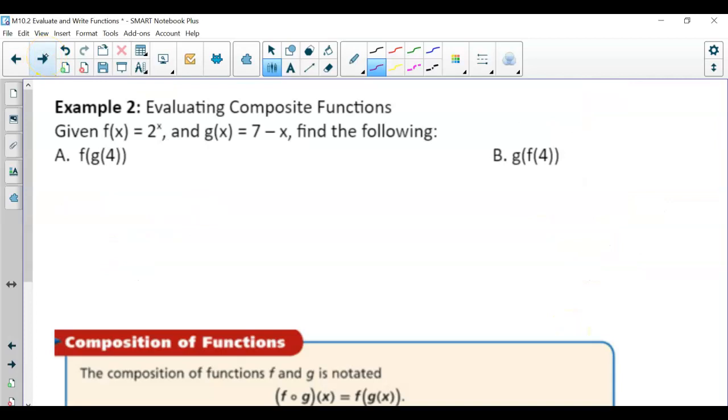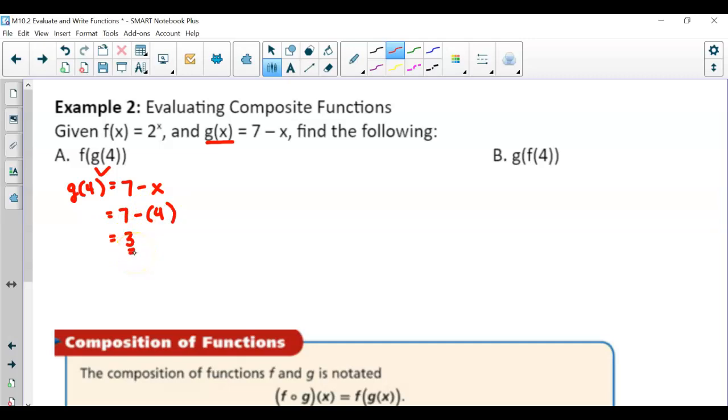Now in example 2, we're getting to composite functions. Notice how we have two functions, and we're always going to start inside and work our way out. So don't worry about f just yet. See how inside we're solving g of 4? So let's first focus on g of 4. g of x is 7 minus x. Same thing, we're just going to plug in 4 for x, which means we get the value of 3.